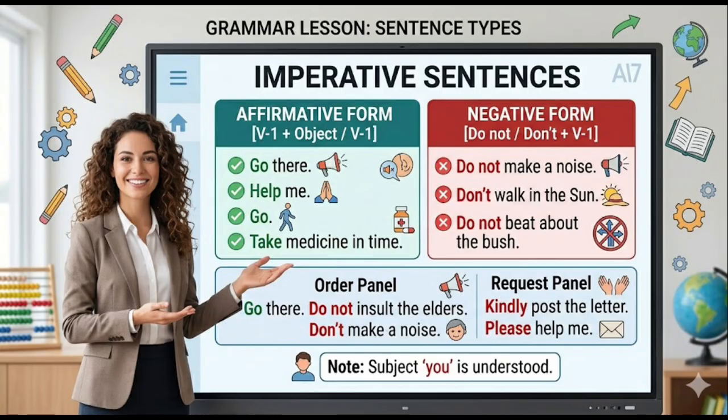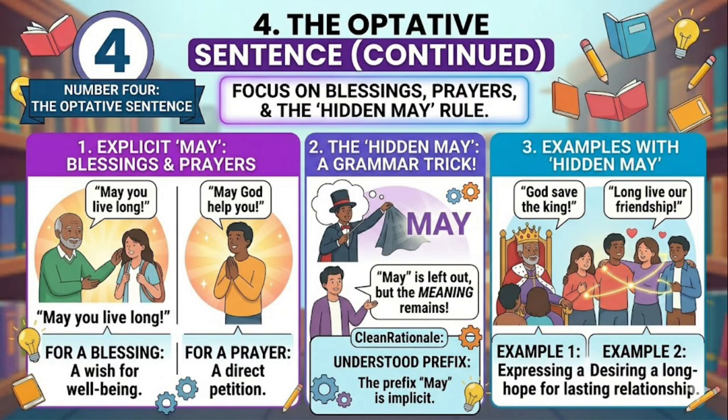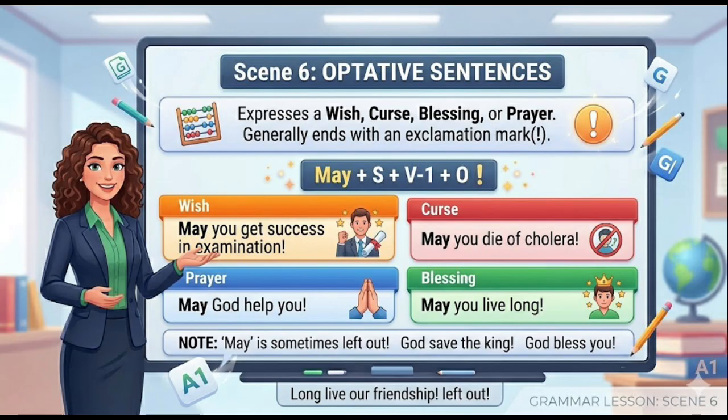Number 4 is the optative sentence. This type is used to express a wish, a curse, or a blessing, like in the phrases, God save the king, or long live our friendship.